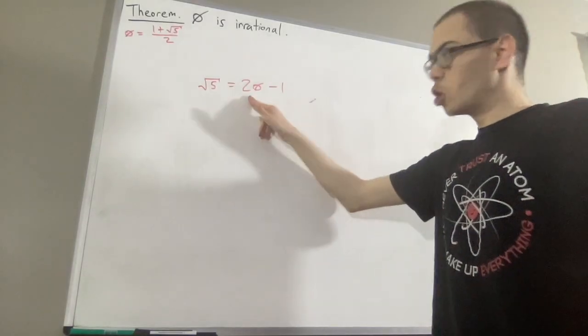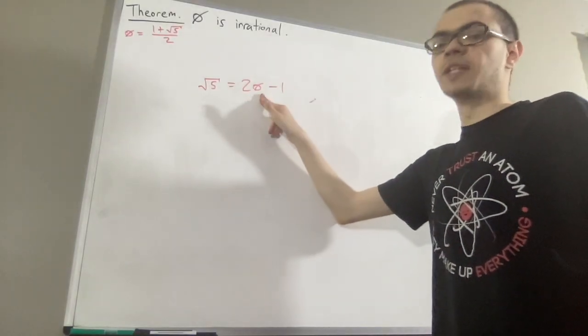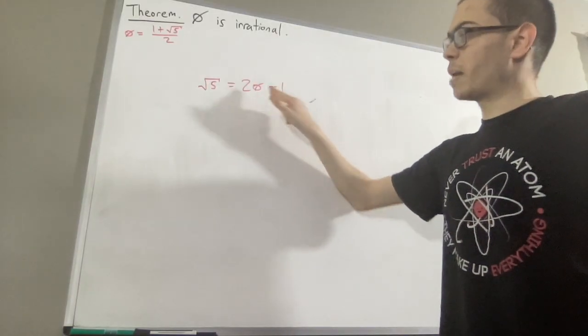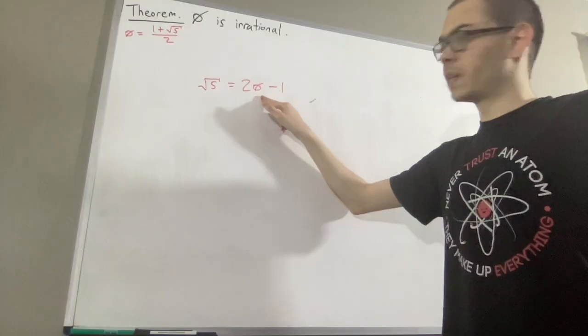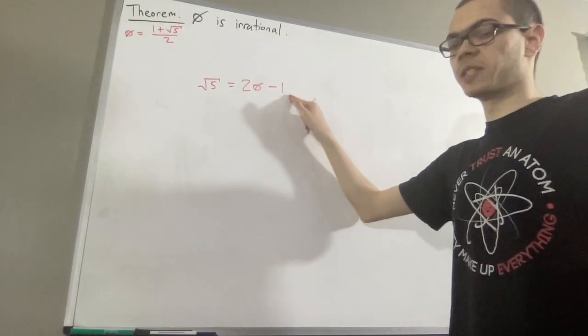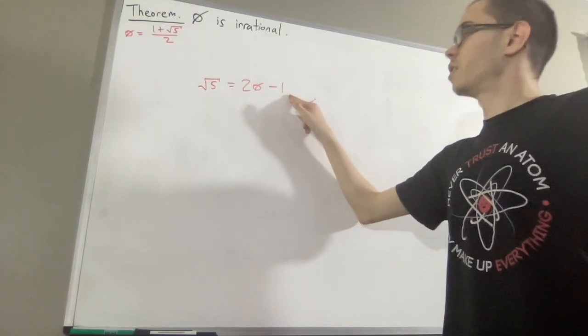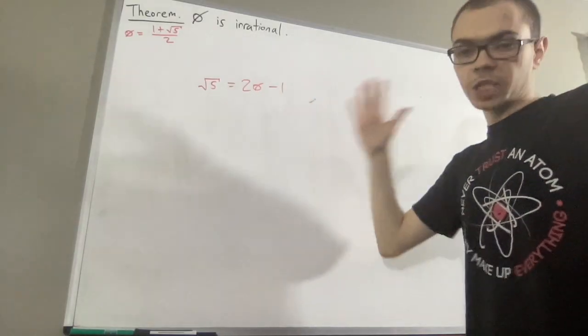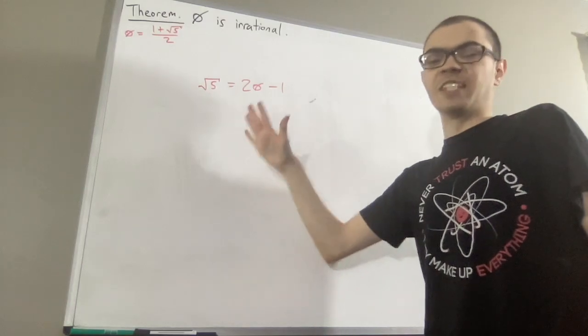So, 2 is rational, the golden ratio is rational, and 1 is rational. We know that a product of rational numbers is rational, and a difference of two rational numbers is rational. So it follows that the square root of 5 is rational, which contradicts the fact that the square root of 5 is irrational.